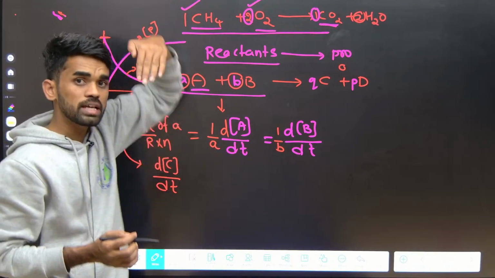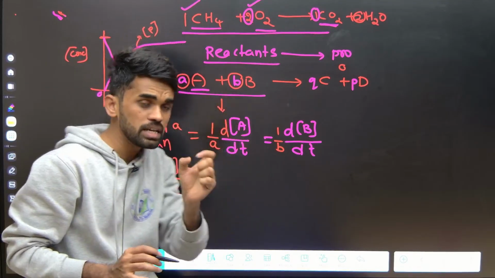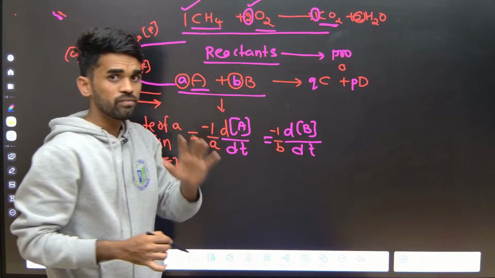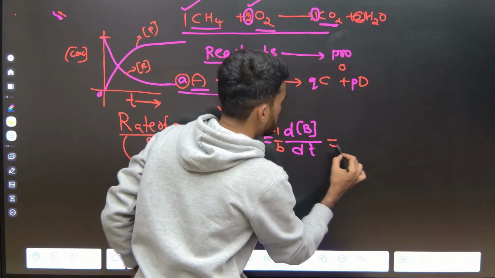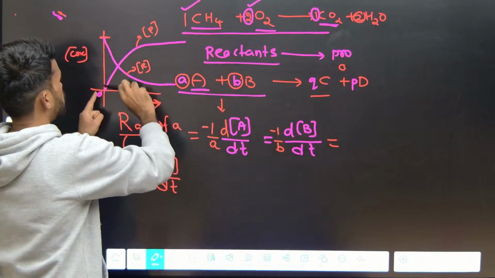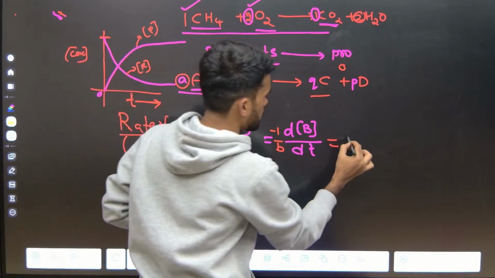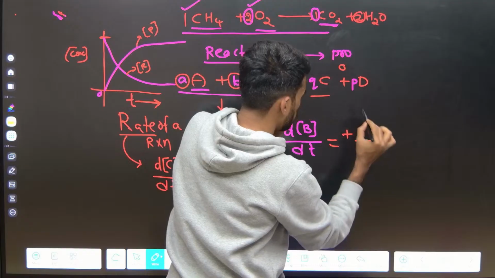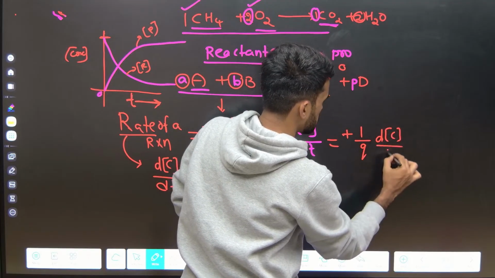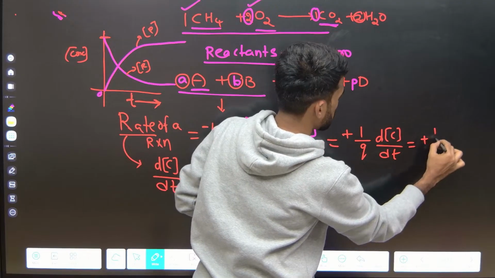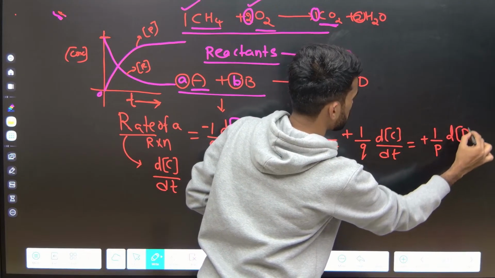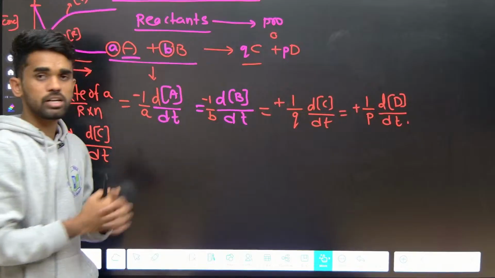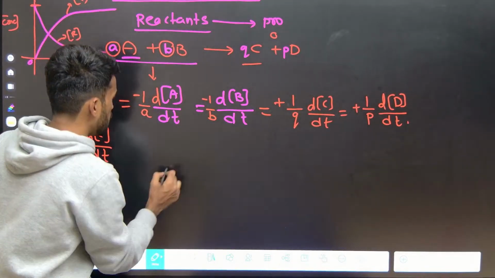What I told you is that during the chemical reaction, reactant concentration decreases. Decreases means you indicate the negative symbol, here also negative. Once you do this, on this side you write the product, which is forming. During the chemical reaction, the concentration of product increases, so you write a positive sign, and with the stoichiometry you write 1 by q dC by dt, and for this place 1 by p dD by dt. That's it. This is the way of writing the rate of a chemical reaction. So now, what is this dA by dt indicating?